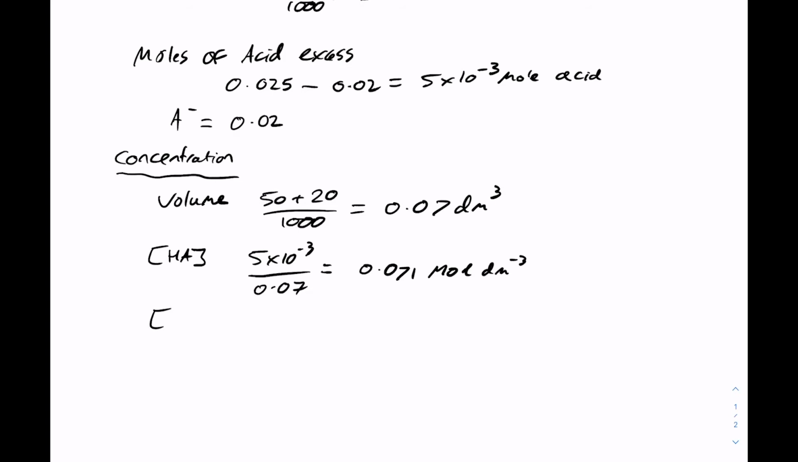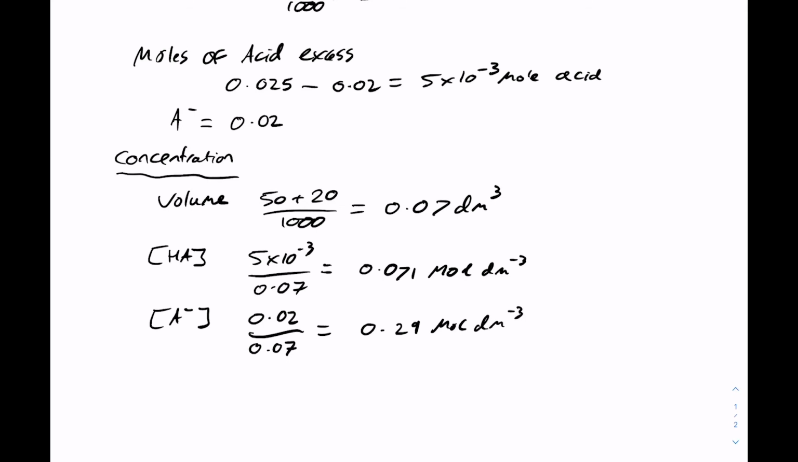And then we'll work out the concentration of A-, and we'll take the number of moles of A- as 0.02. Remember, that's equivalent to the same number of moles of sodium hydroxide we started with, and we'll divide that by 0.07, and we'll get 0.29 moles per decimetre cubed there.